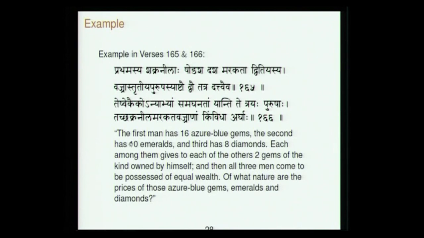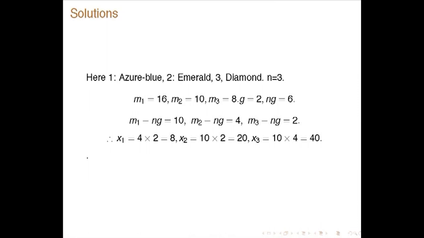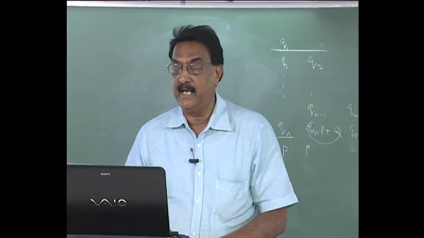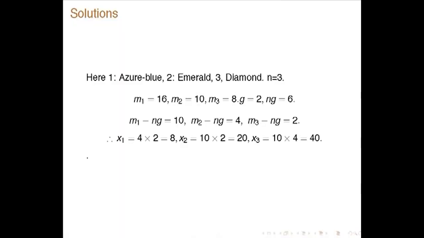So, what are the values of this? You can find that. Here 1 is azure blue, 2 is emerald, 3 is diamond. So, the number of persons is n equal to 3. And M1, the first person had 16, second has 10, third has 8. G is equal to 2 here, since each of them is giving 2 of his own kind to the others. So, NG is equal to 6. You can find M1 minus NG, and in the way he has described the solution, you can find these things. Then X1 is this into this, so that is 8, X2 is this into this, so that is 20, and x3 is this into this. So, his algorithm is given here for solving this.